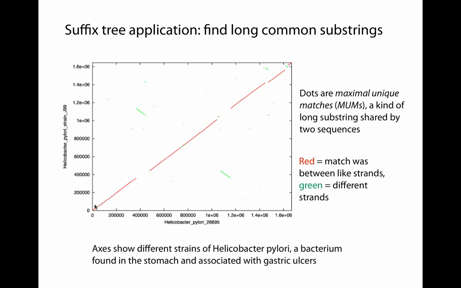So, for example, they're mostly lining up pretty well with each other, but there are these inversion events, and these inversion events cause these green boxes here. And then you can see there are also smaller inversion events that lead to these green lines here and here, and these green lines up here. So a suffix tree is going to help us come up with these maximal unique matches. Let's see how.